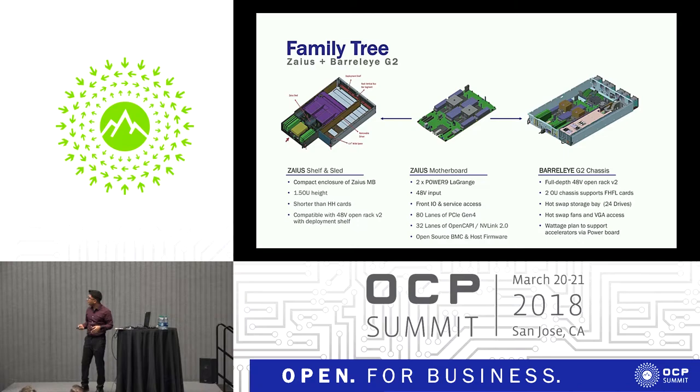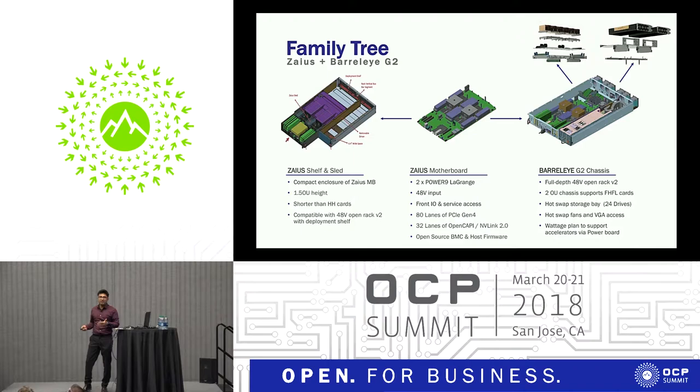On the right, you have the Barreleye G2 server, which is built for full-depth OpenRack V2. This is a 2OU chassis, so we're able to fit half-height, half-length cards. For full-height, full-length cards, we have a couple of riser options for you if you want to support them or use your I/O there. We do have a hot swap storage bay, which I'll talk about a little more in a bit. We have hot swap fans, VGA access, and extra wattage beyond the motherboard to support some of these accelerators that you can see in the riser.